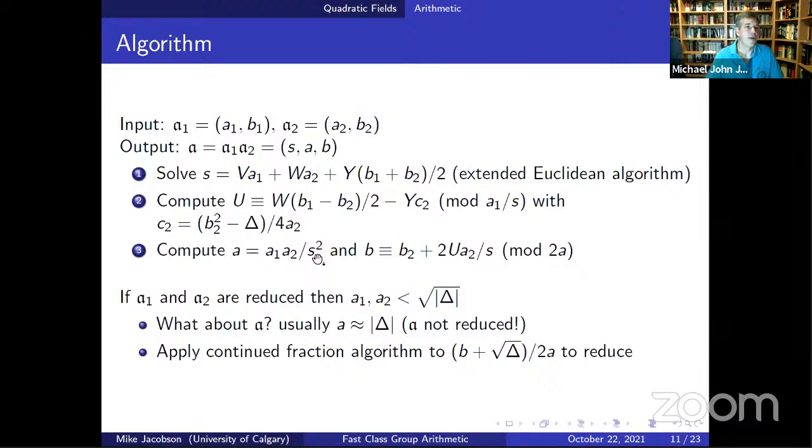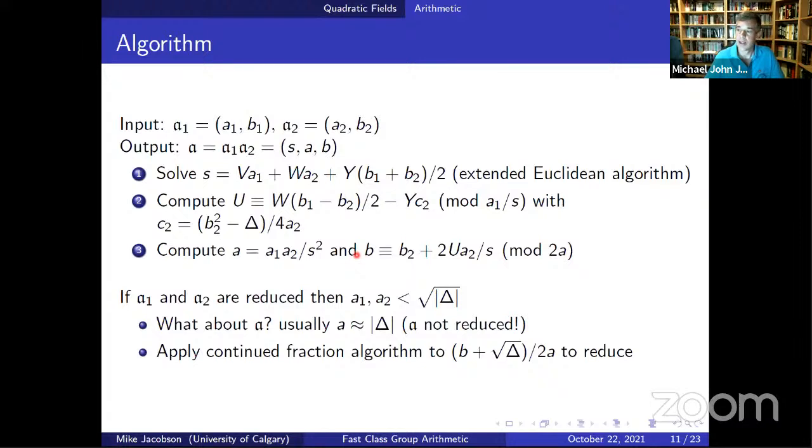Now, if you think of these integers A1 and A2 as just being random, then you know that with fairly high probability, this GCD S is going to be very small. In most cases, it's equal to 1, in fact. So what that tells you is that when you form this product, the coefficients of the product ideal A and B are now no longer bounded by square root of delta. They're now of size delta. So in particular, it's no longer reduced.